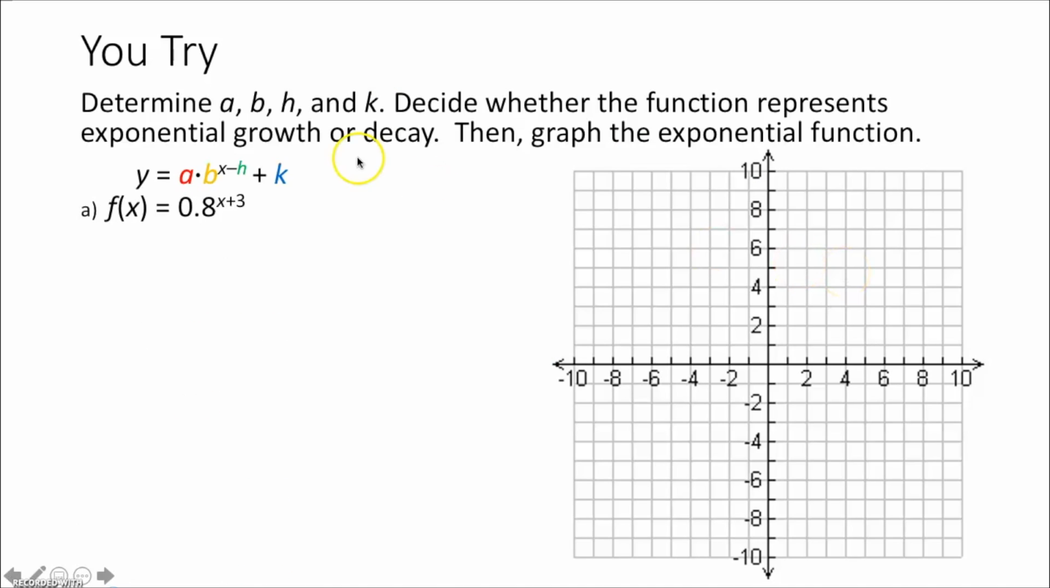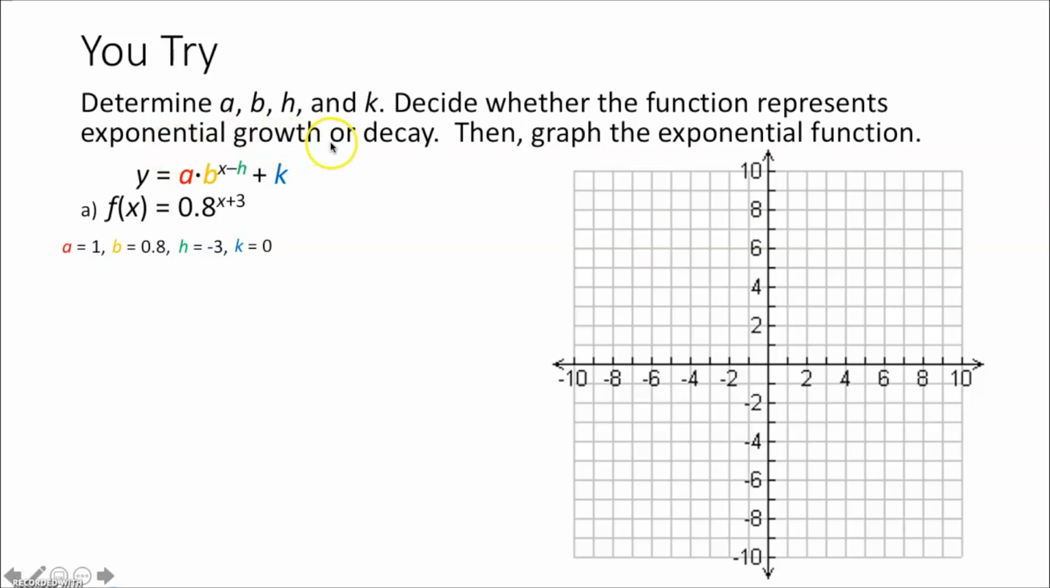Okay, doing the same thing here. Your a value, whatever's multiplied to the front, so that would, in this case, be 1, because there isn't anything. Your b value, the number that's being raised to your exponent, that's going to be 0.8. Your h value, the opposite of whatever's added or subtracted to your exponent, so that would be negative 3 in this case, because that's the opposite of this plus 3. And then k, whatever's added or subtracted at the end, that's nothing, so that would be 0.